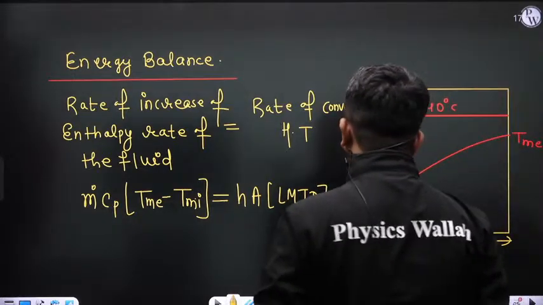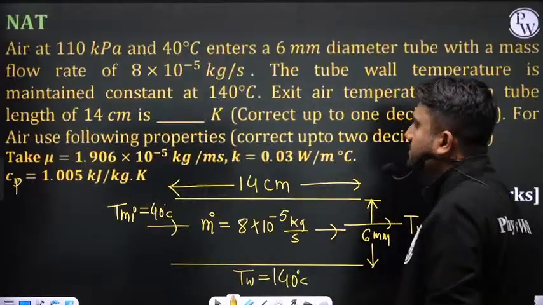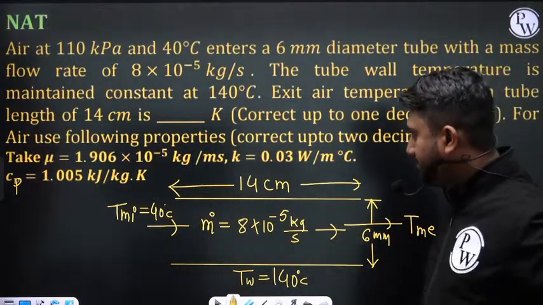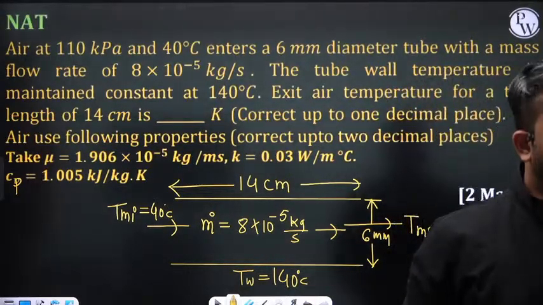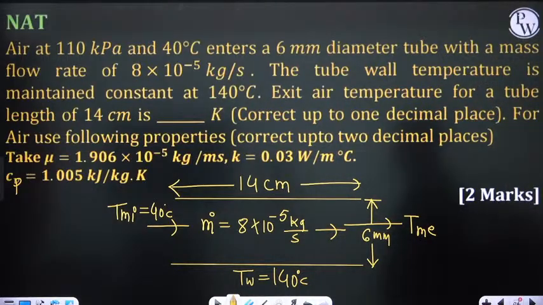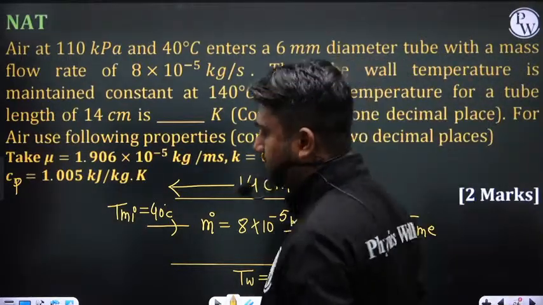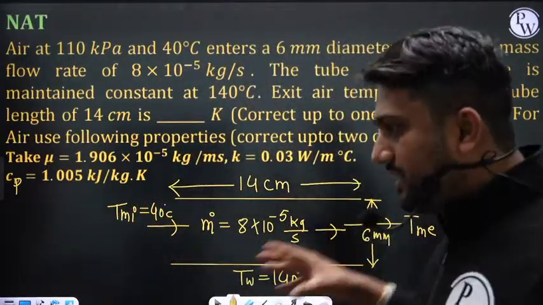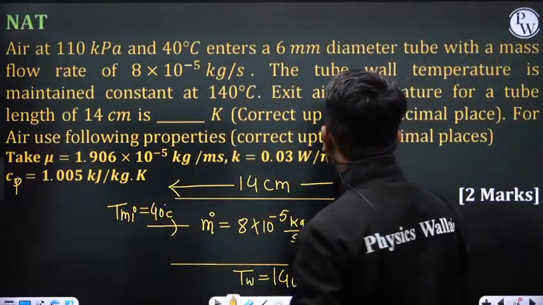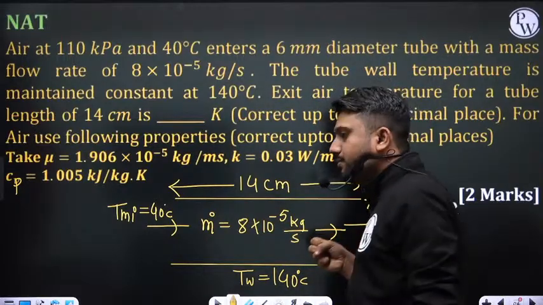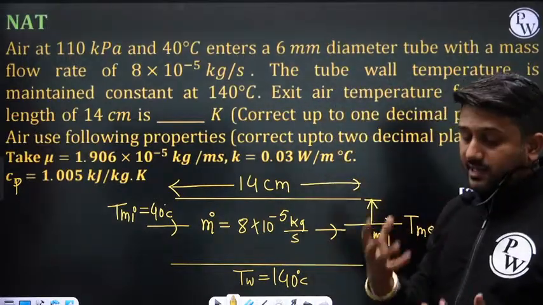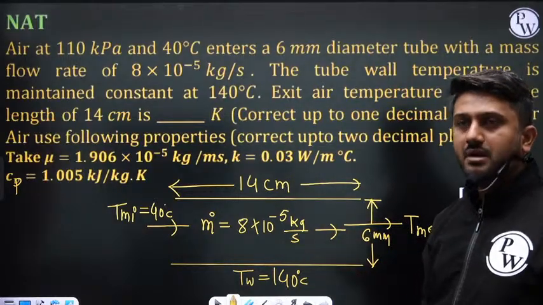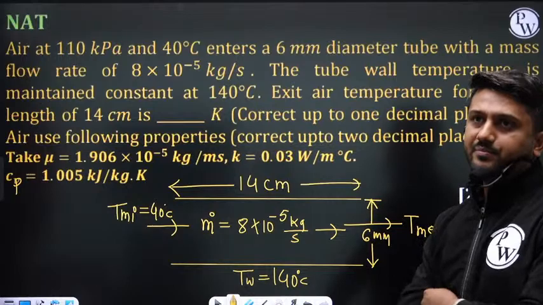But in this question, the value of h is unknown. We don't know the value of h. So first, for the calculation of h, because this is a constant wall temperature case, but in this tube, what is the condition of the flow? We don't know whether the flow is laminar or turbulent. So first find out the Reynolds number.